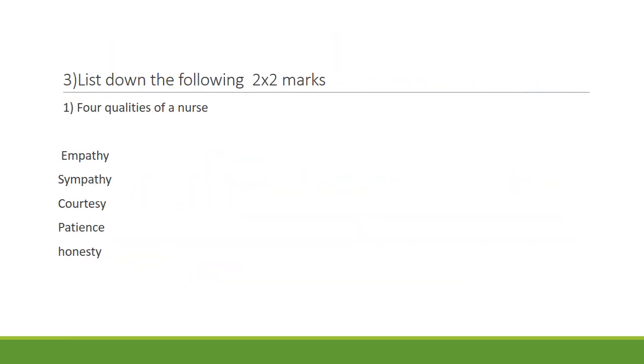This is also a 2 marks question. List down questions. So list down questions are two. The first question is four qualities of a nurse. Here you are asked to just list down only. No need to explain each quality. Just list down the quality only, and you have studied many qualities of the nurse. Out of that, you just list down only four qualities.